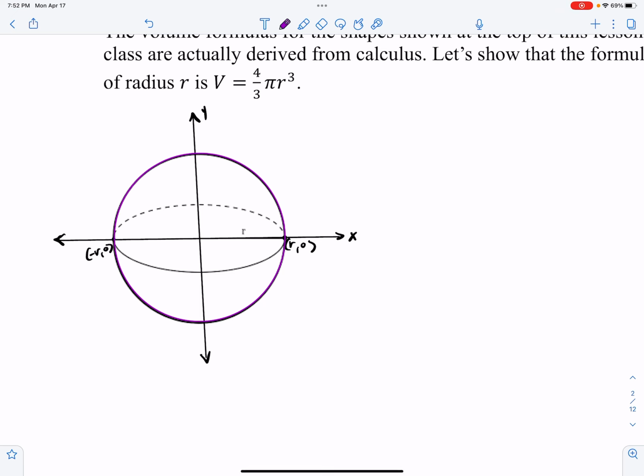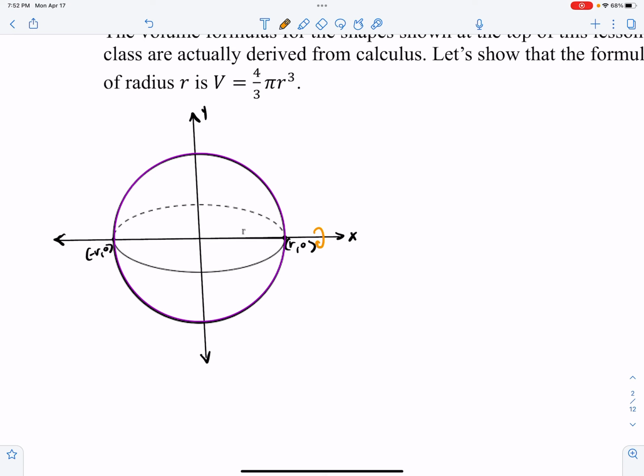Okay, now if we thought about rotating that circle around the x-axis, that would create a sphere, right? Perfectly round sphere. And then if we wanted to think about finding the volume of the sphere, like pretending we don't know that formula, we could go back to the idea with the loaf of bread, like trying to find the volume of the loaf of bread.